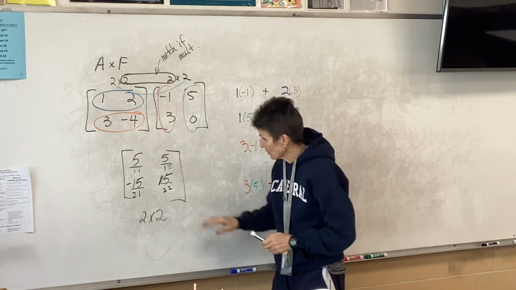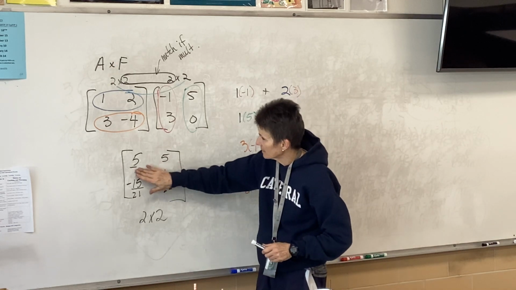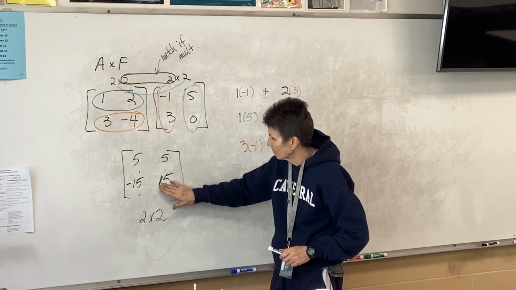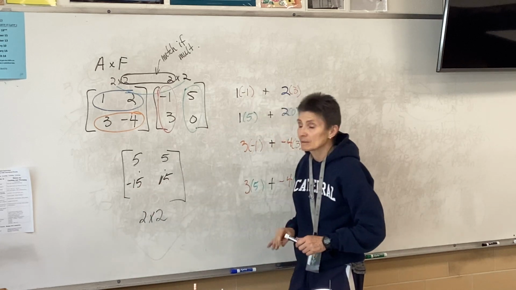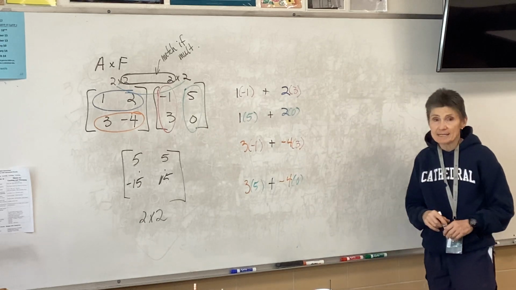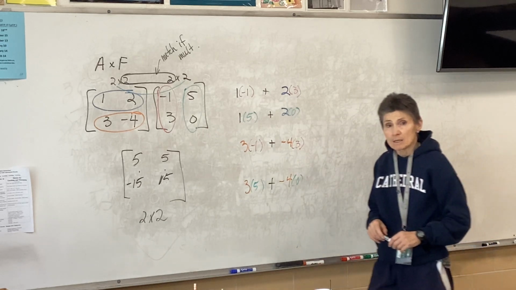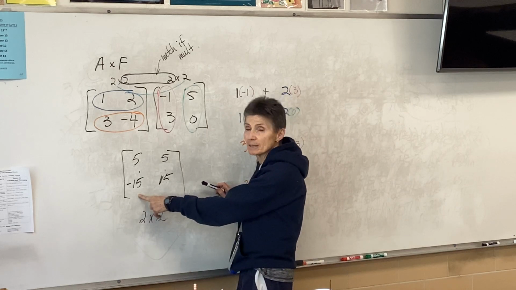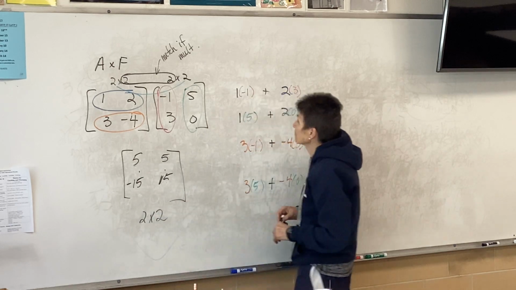So the answer, these are not fractions. I don't want you to think those are fractions. I'm just trying to get you to see that you have 4 blanks to fill in. And to get each number, you take the numbers in whatever row it's in and multiply them by the numbers in whatever column it's in.